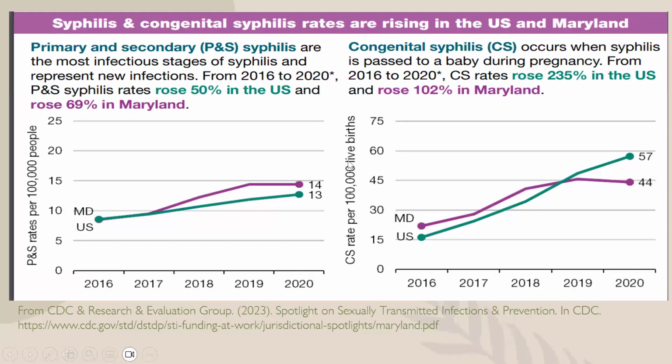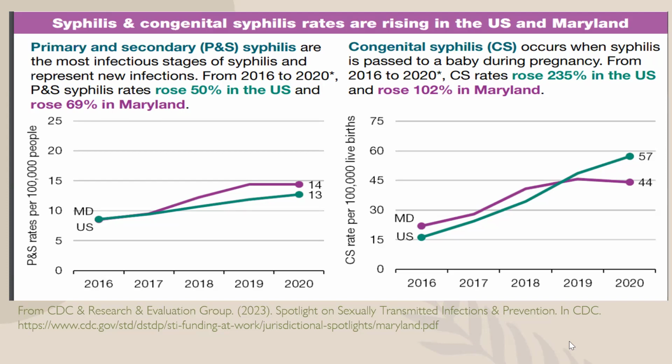Alrighty, thank you. So this is just some information about syphilis and congenital syphilis, which is when the syphilis is acquired through pregnancy from mom to baby. And this is the rates in the US and then Maryland specifically. Primary and secondary syphilis are the most infectious stages of syphilis and represent new infections. From 2016 to 2020, which is what this chart represents, PNS syphilis rates rose 50% in the US, and in Maryland by itself, it rose 69%. And this is per 100,000 people.